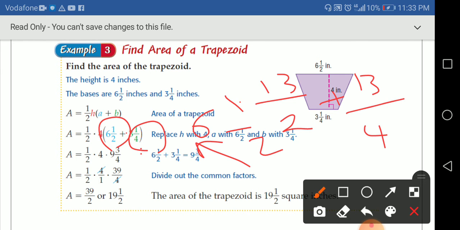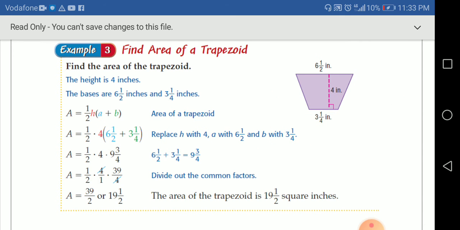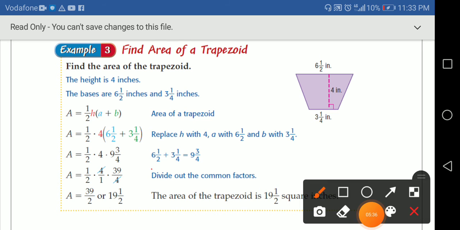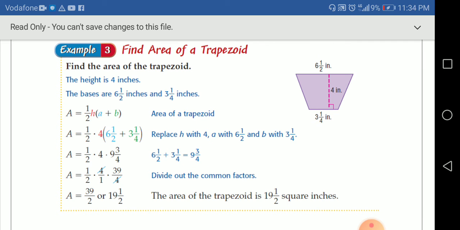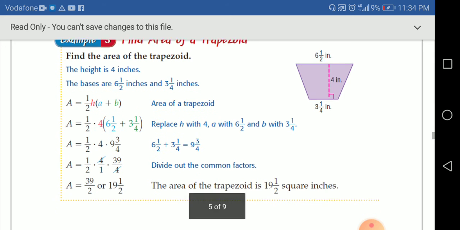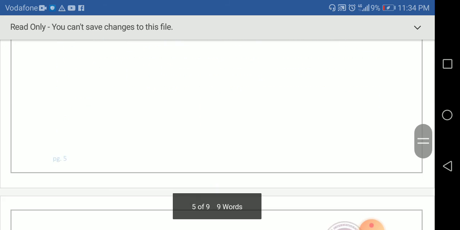Then we can add them by doing this the same. This is one way, and I can do it another way. I can add the 6 plus 3, 9, and add the half and quarter, which gives me 3/4. So it will be 9 and 3/4, as you see. Then what should I do? I will multiply it by half. 9 and 3/4 converted from mixed into improper, and multiplied by the half. So you got the answer of the area.